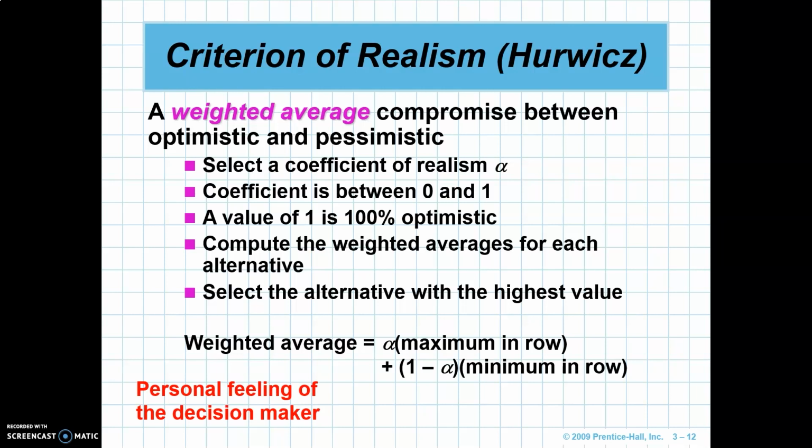Then compute the weighted average for each alternative. Then select the alternative with the highest value. The weighted average is equal to alpha times the maximum in the row plus 1 minus alpha times the minimum in the row. This is how you find the weighted average for the entire matrix.